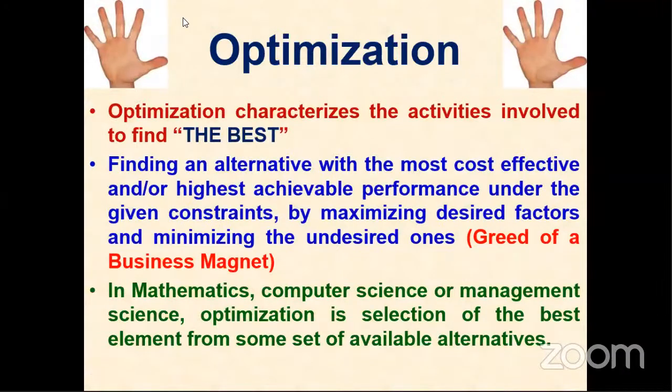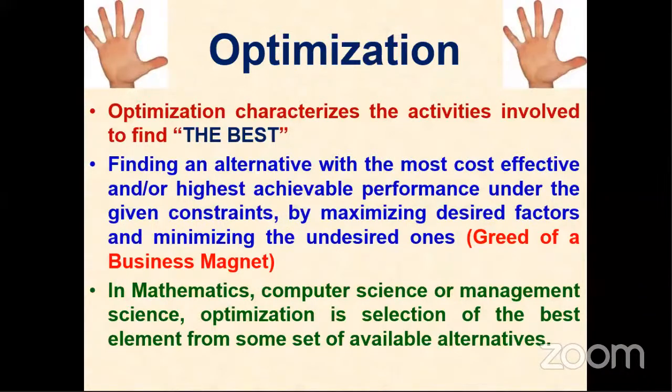So optimization characterizes the activity of finding the best, that is, doing the best or else the better. It means finding the alternative with the most cost effectiveness and highest achievable performance under the given constraints, by maximizing desired factors and minimizing undesired ones. That's the greed of a business magnate. You want to reduce the loss and loss and loss. Zero loss, zero investment, and how I could make maximum profit.